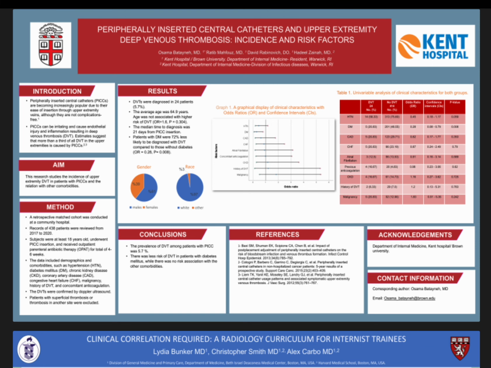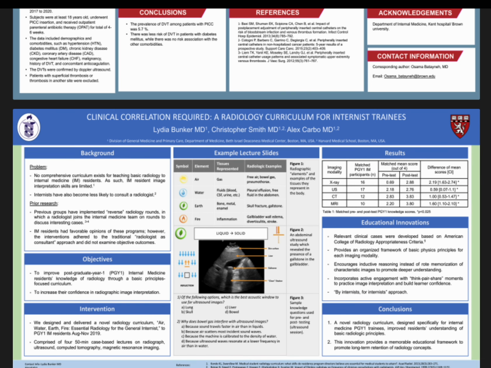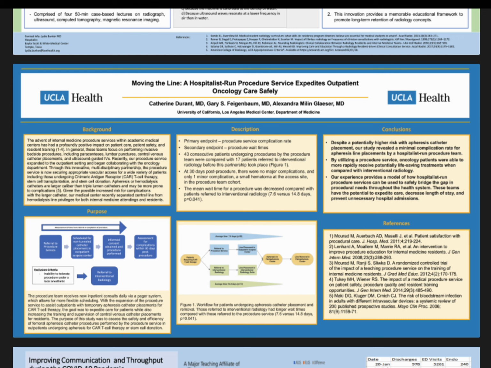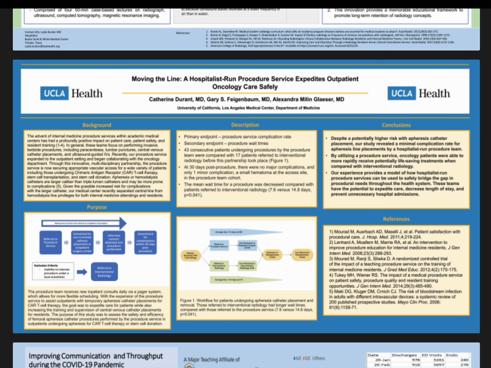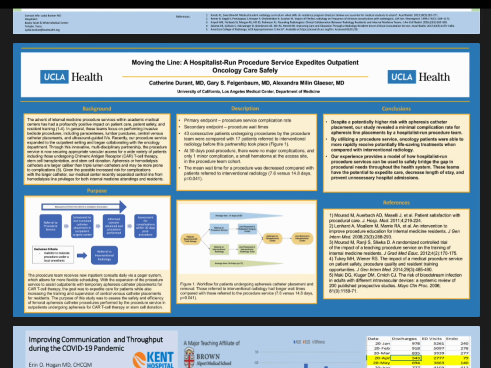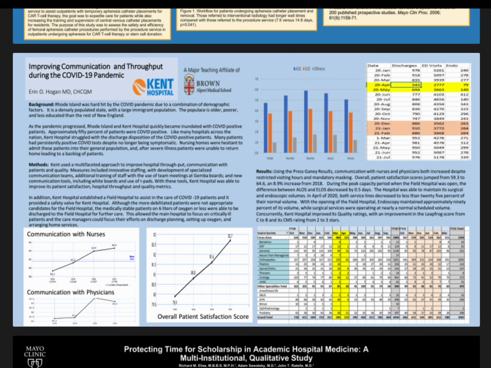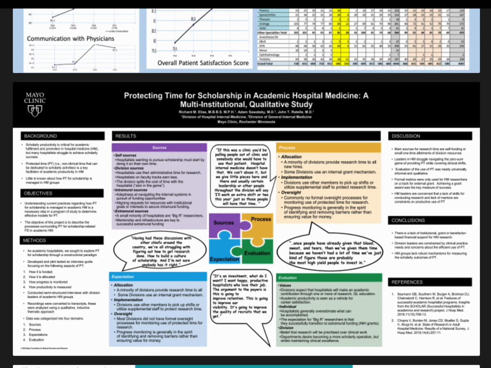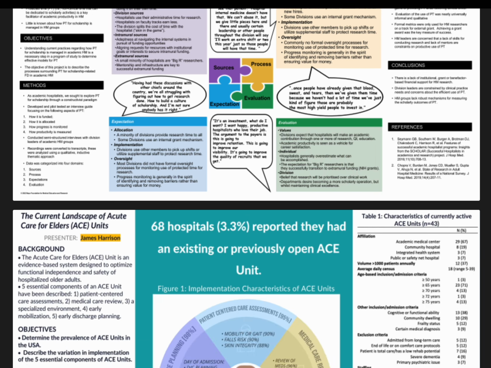Peripherally inserted central catheters and upper extremity deep venous thrombosis, incidence and risk factors. Clinical correlation required, a radiology curriculum for internist trainees. UCLA did moving the line. A hospitalist run procedure service expedites outpatient oncology care safety. Sounds fancy. Next one, improving communication and throughput during the COVID-19 pandemic. How did they do that? I don't know. Protecting time for scholarship in academic hospital medicine, a multi institutional qualitative study.